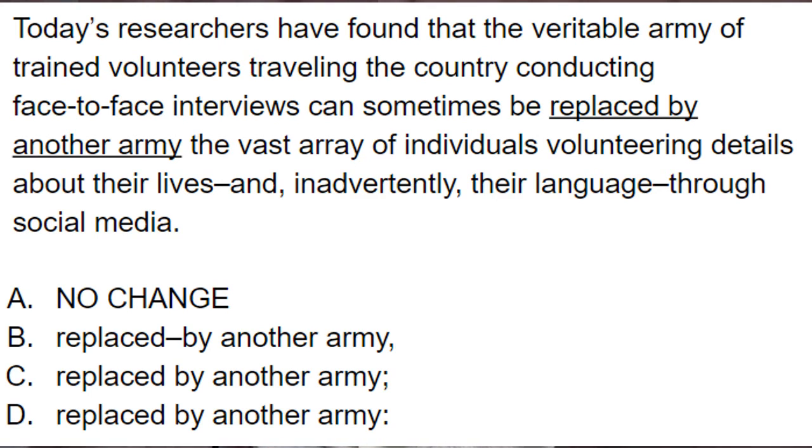So I'm just going to double check that D works. If I'm going to use a colon, I need to have a complete thought before the colon, and then whatever follows the colon has to help explain something in the first half of the sentence. So today's researchers have found that the veritable army of trained volunteers can sometimes be replaced by another army. Yes, that's a complete sentence. I can put a colon there, and then what comes after explains or describes that other army. Colon, the vast array of individuals volunteering details about their lives through social media. So D is the correct answer.